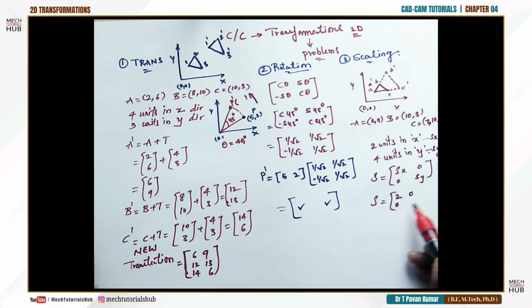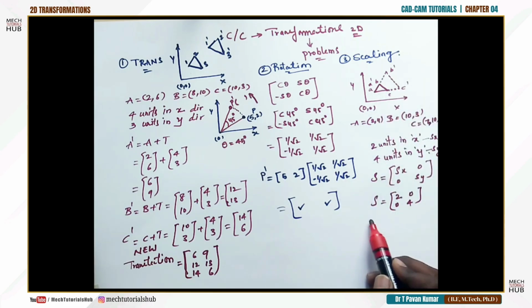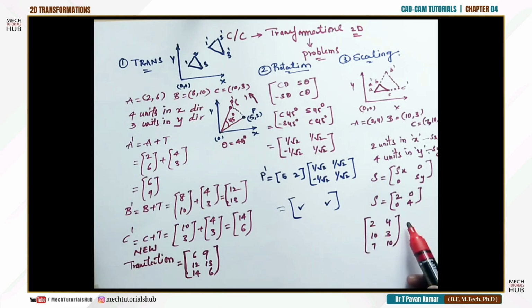2, 0, 0, 4. This is the matrix we got. Now this matrix needs to be multiplied with ABC. For example, what is A? 2, 4, again 10, 3 and 7, 10. These are the actual coordinates given to you, and this has to be multiplied by the matrix we got, so that you will get the final product. 3 terms. If you multiply simply row by column, row by column, row by column, you will get the final answer. Okay, this is how we'll do simple problems.